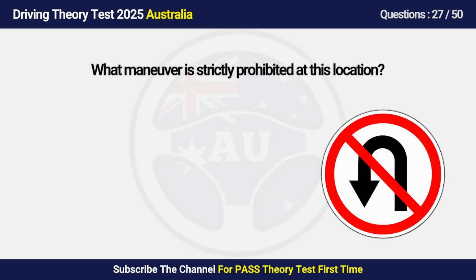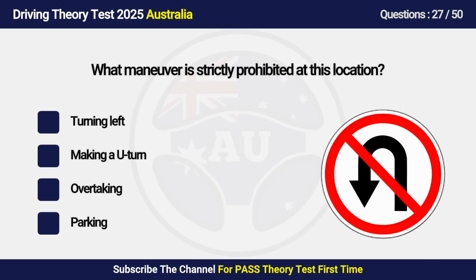Question 27. What maneuver is strictly prohibited at this location? A. Turning left. B. Making a U-turn. C. Overtaking. D. Parking.